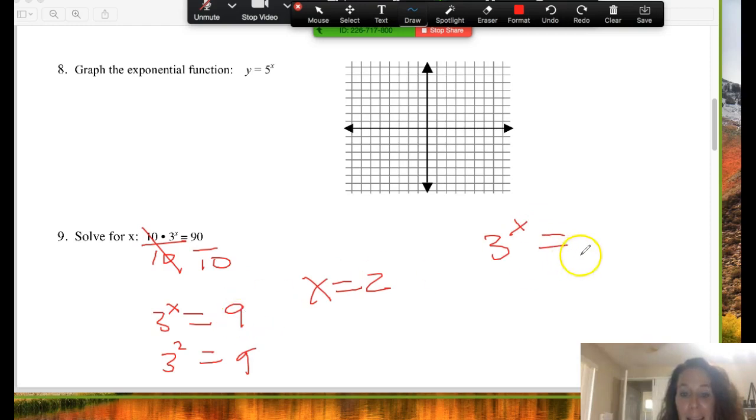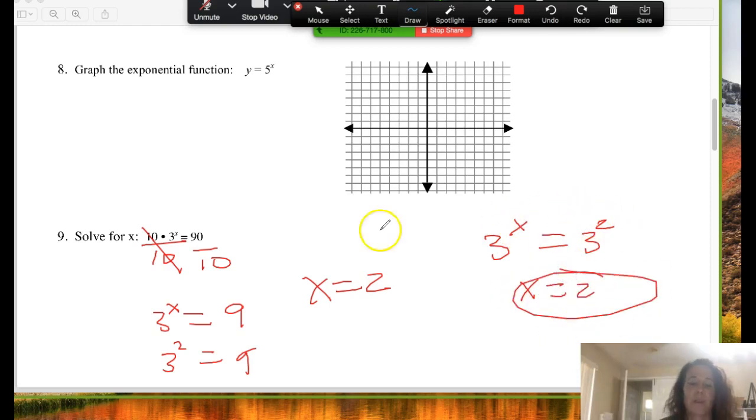I can. 9 is 3 squared. So if 3 to the x equals 3 squared, x has to be 2. And that's how you solve those. So first, get this by itself, then work those and see if you can get them to be the same base, then you'll know what x is.